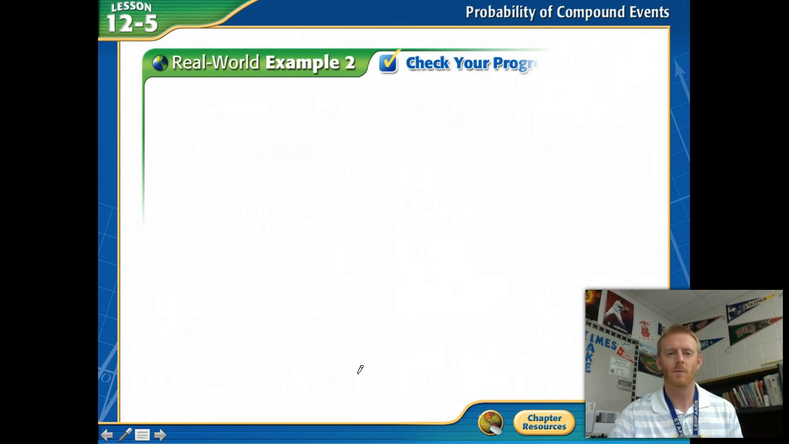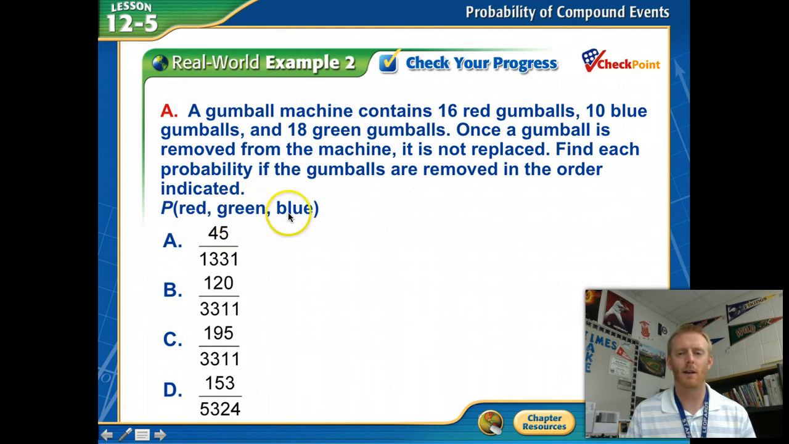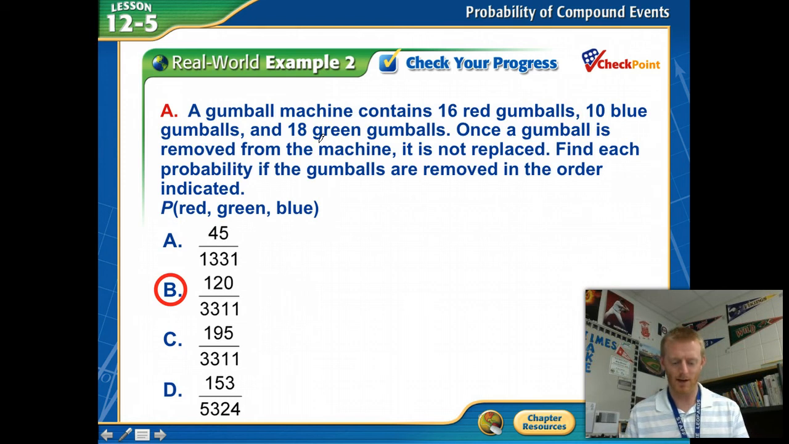All right, moving on. See if we can do the same kind of a process here on this event. We have probability of getting a red, a green, and then a blue. The correct answer is B. I accidentally gave that away for us, but you're going to find out that there are 16 plus 10 plus 18. So 16 plus 10 plus 18 was the total number of marbles, which is 44.